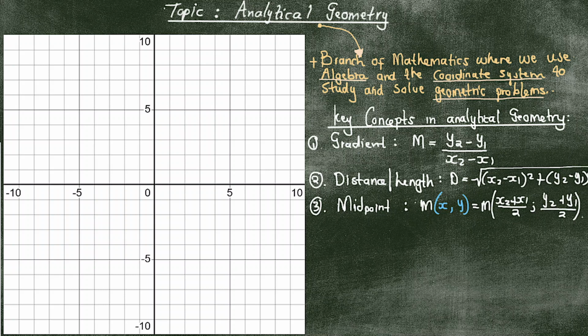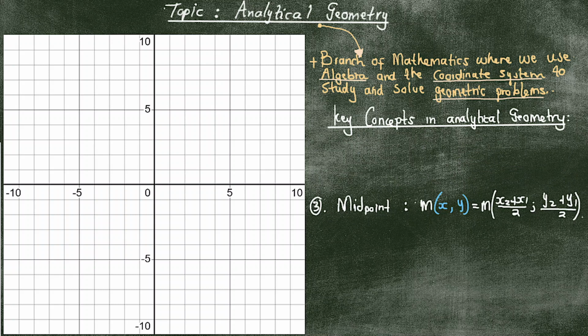So knowing how to calculate the gradient, distance, and midpoint is key in analytical geometry, or understanding geometric shapes. Okay, so these are the key concepts in analytical geometry. So I'm going to teach you how to calculate a gradient. I'm also going to teach you how to calculate the distance as well as the midpoint.